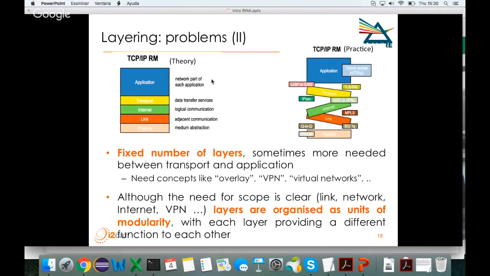Another problem we have with this structure is that we have a fixed number of layers, and sometimes more are needed between the transport and applications. When this happens, we need to introduce new concepts again, like overlays, VPNs, virtual networks, and so on. So the simple model we had here is again becoming more complex. We have MPLS, we have VLANs, we have Q in Q, we have GRE tunnels, and so on. Again, everybody is doing their own extensions to fit their problems, and when you mix this together, it's chaotic.